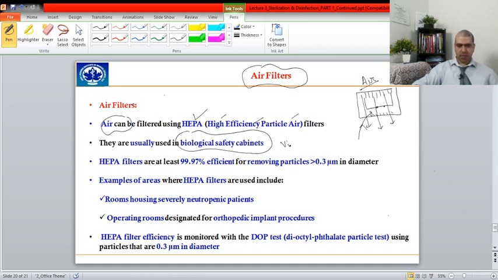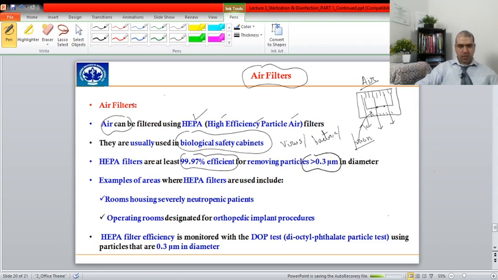For example, when you are working with viruses, with different kinds of infectious bacteria, or with another infectious material called prions, which can cause Alzheimer's disease or many other neurological disorders in humans. HEPA filters have very high efficiency. They can remove around 99.9% of particles, clearing the air coming into the biosafety cabinet, and they remove particles of 0.3 microns in diameter, so very small porosity.